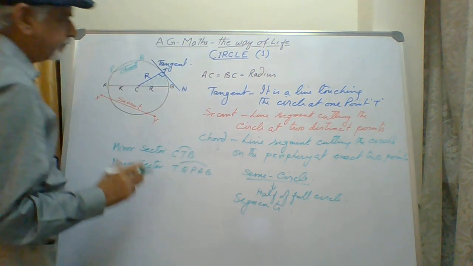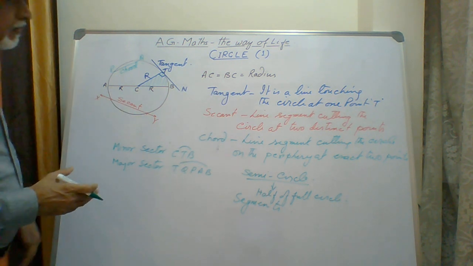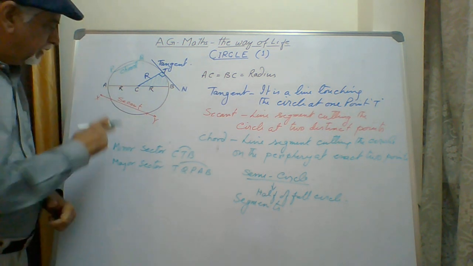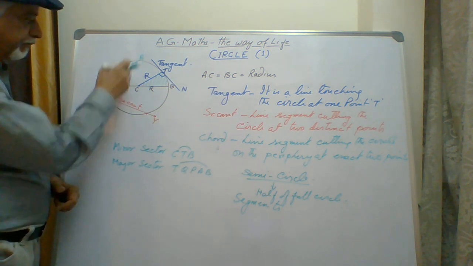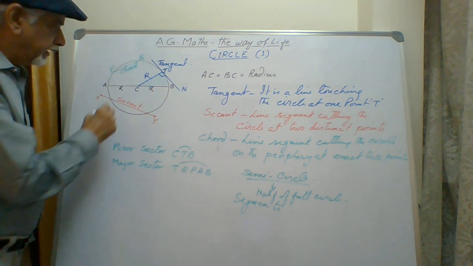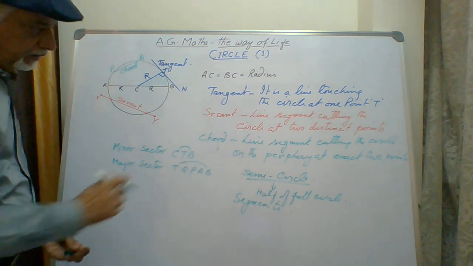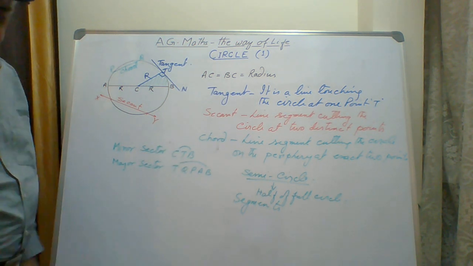The lines which divide a circle into two parts, one part may be bigger, one part may be smaller. This secant is dividing the circle into two segments. This is the minor segment and the other one is the major segment. So these are other names of the parts of the circle.